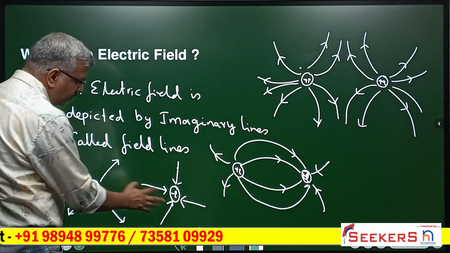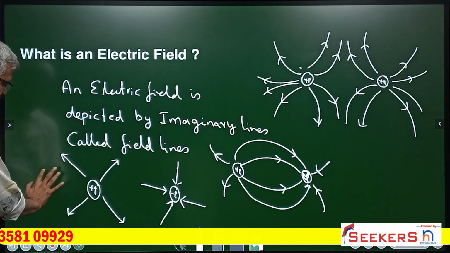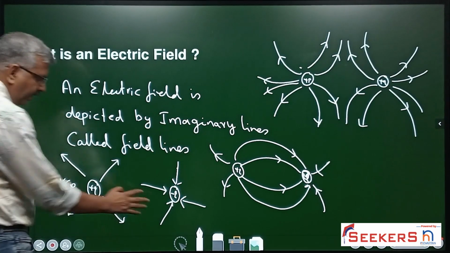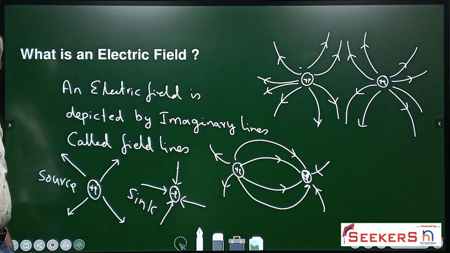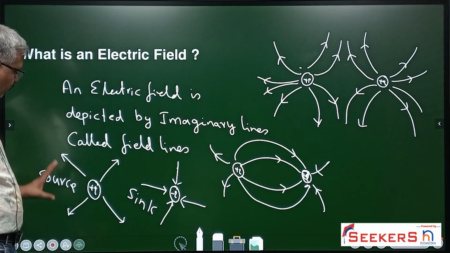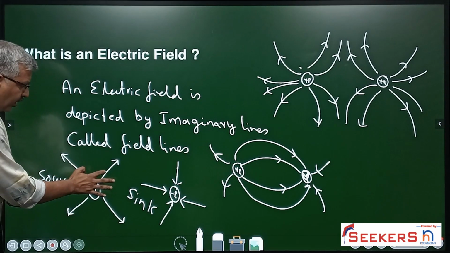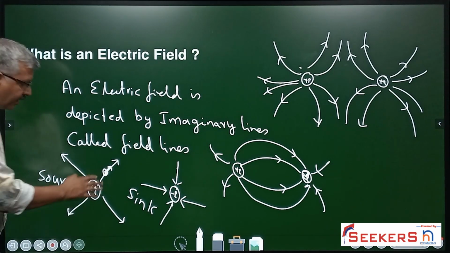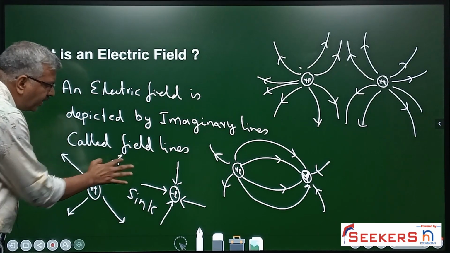In case of a negative charge, the field lines look like this, they approach the charge. I already explained to you that this is the source for field lines, and this is a sink for field lines. So, what I am trying to tell you is that field lines are so drawn that if you keep another positive charge here, the force is in this direction, that is along the tangent. If you keep another positive charge here, the force will be in this direction.